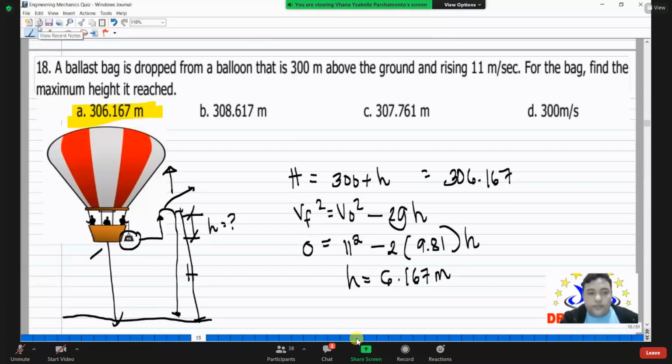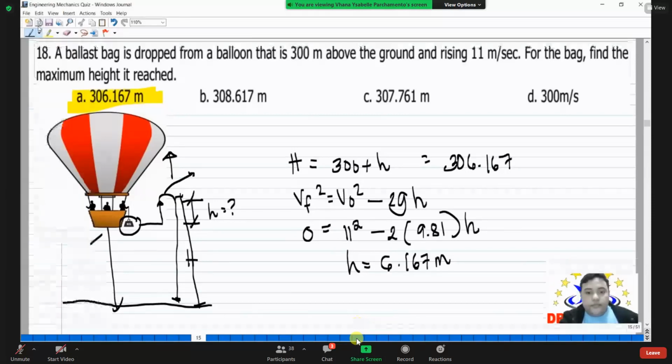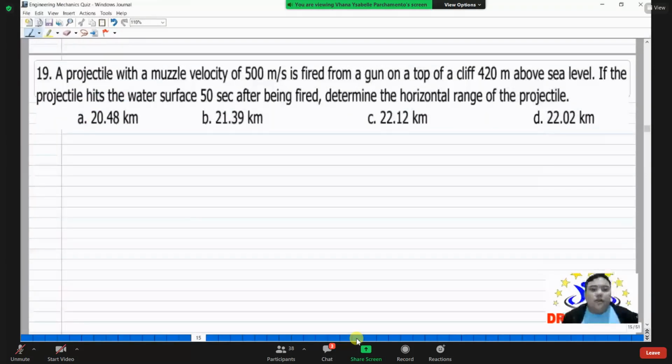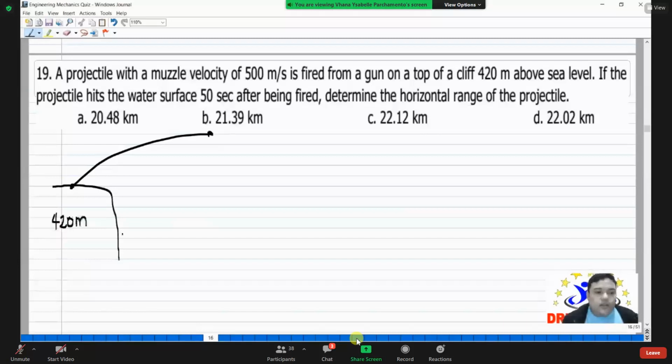Next. Number 19. A projectile with a muzzle velocity of 500 meters per second. So meron tayong projectile fired from a gun at top of the cliff. So nasa taas ng cliff, 420 feet or 420 meters above sea level. Yan. If the projectile hits the water surface 50 seconds after it's fired, determine the horizontal range at time t equal to 50. Parang ganun yung sinasabi niya. So t equal to 50, ano na daw tong x na to?